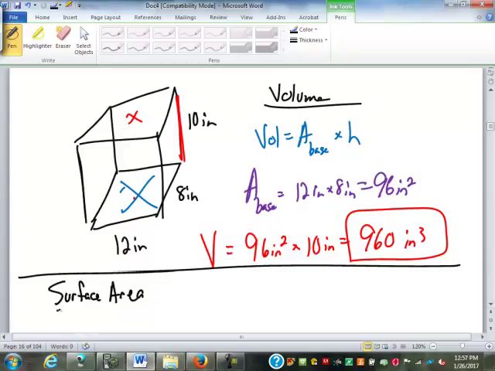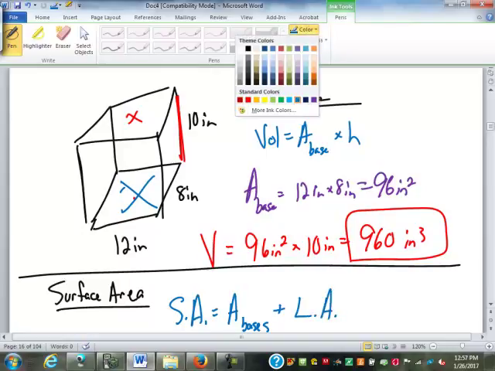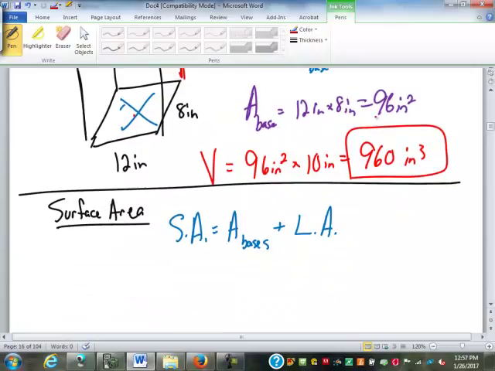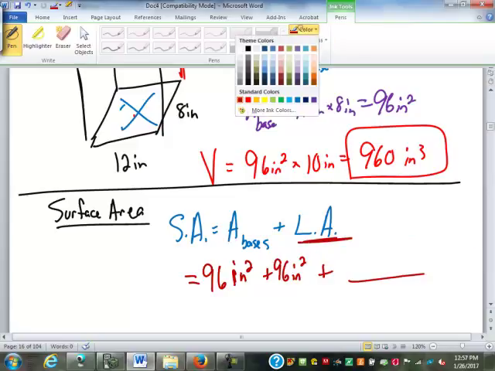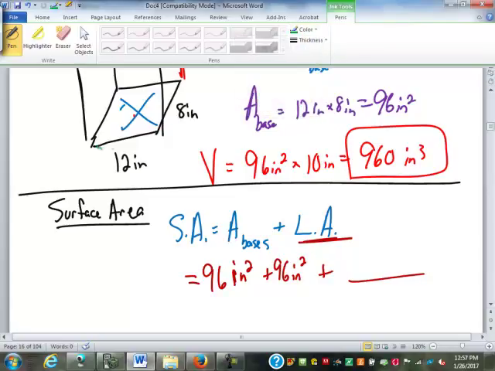Surface area. Surface area is defined to be the area of the bases plus the lateral area. So the area of the bases here, we've got 96 and 96. Still got to find the lateral area. Lateral area, if you recall, is found by taking the perimeter of the base. The lateral sides are the sides that connect the two bases.